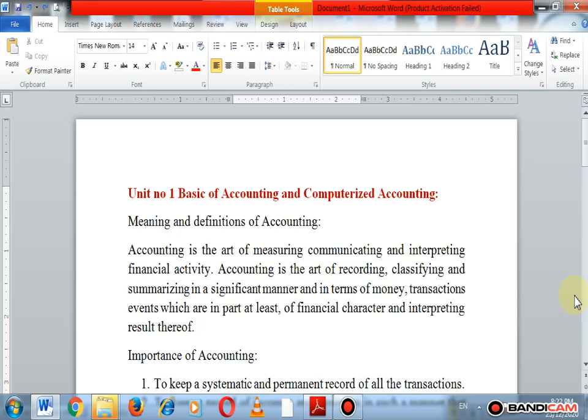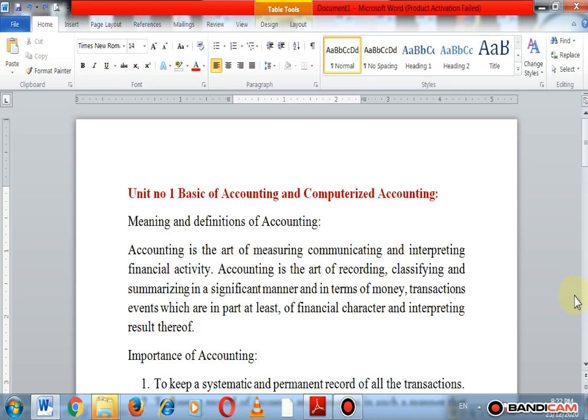Classifying means a systematic analysis of the recorded data so that items of like nature are grouped under appropriate heads. For this purpose, ledger accounts are maintained. For example, all cash transactions are grouped under the head of cash account or cash book. Classifying means that the transactions are classified according to the nature of the transactions. Okay, it's known as classifying.